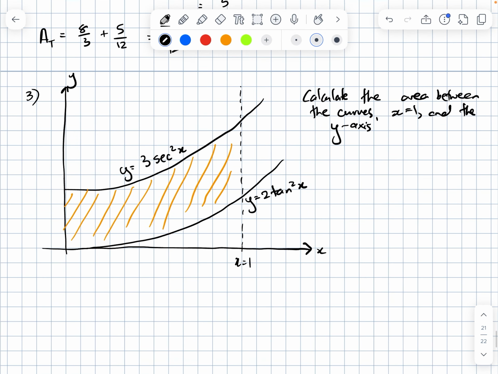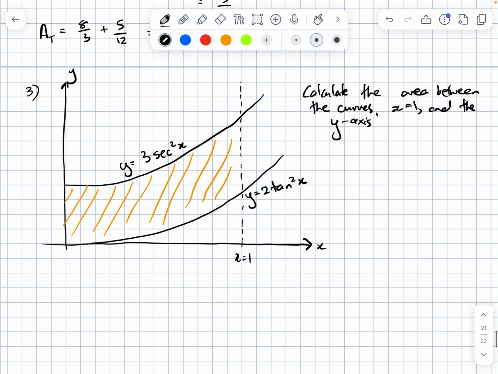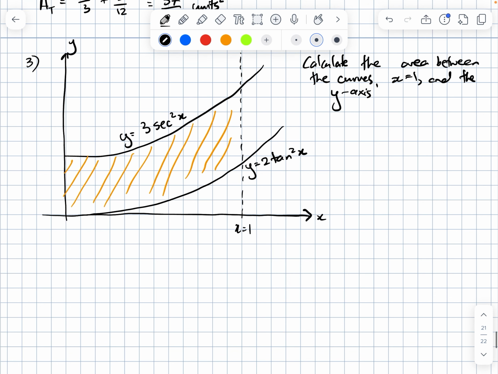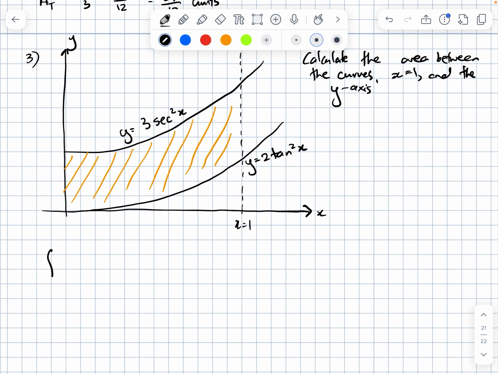Finally, calculate the area between the curves, x equals 1 and the y-axis, so the shaded area. Well, we know straight away that this will be the integral between 0 and 1 of the top one, 3 sec squared x minus 2 tan squared x. Now, sec squared x is quite easy to integrate, but tan squared x doesn't have something in the table, so we need to rewrite tan squared as something else.